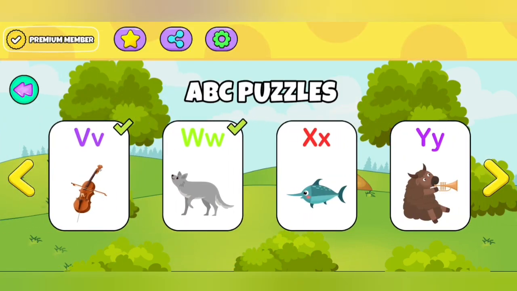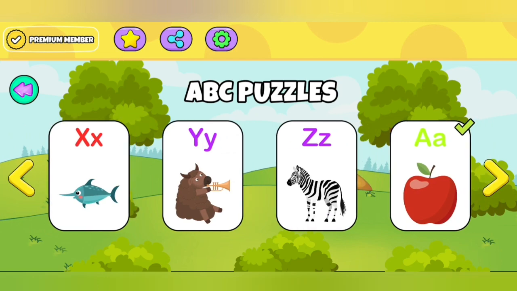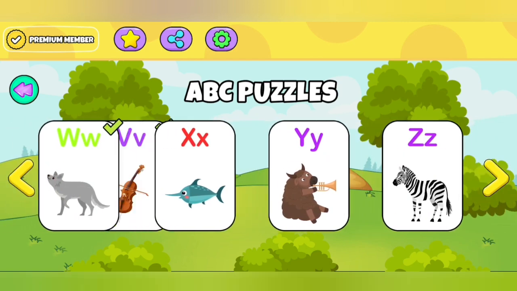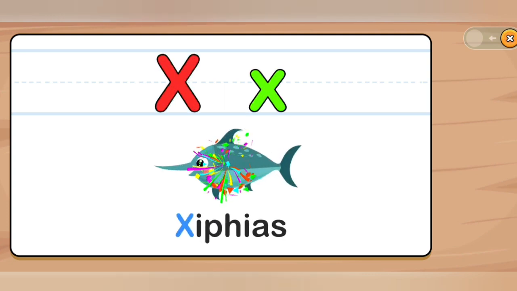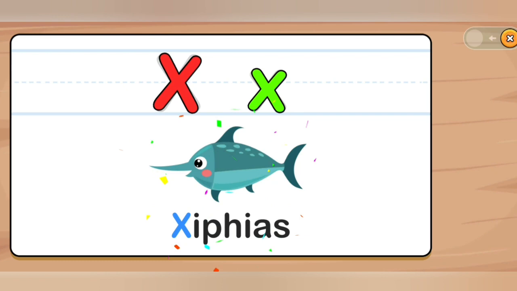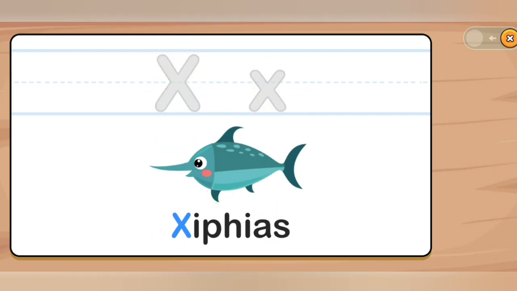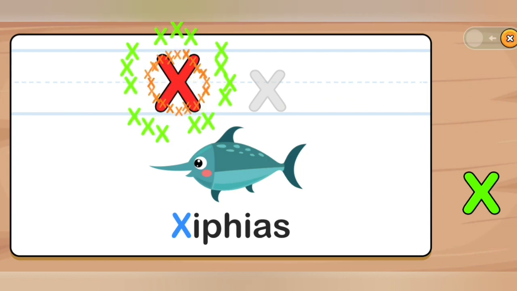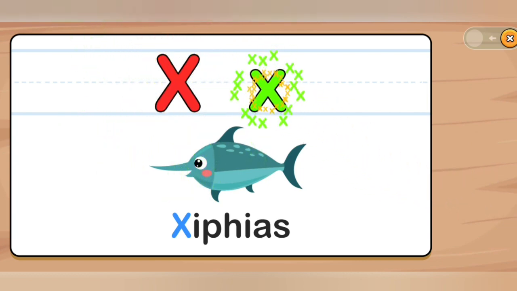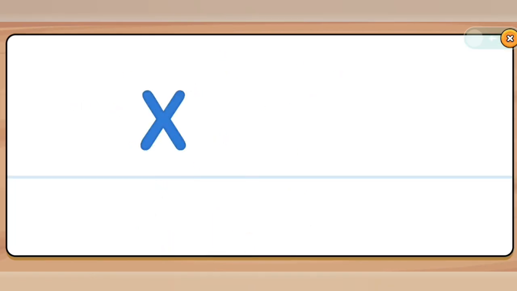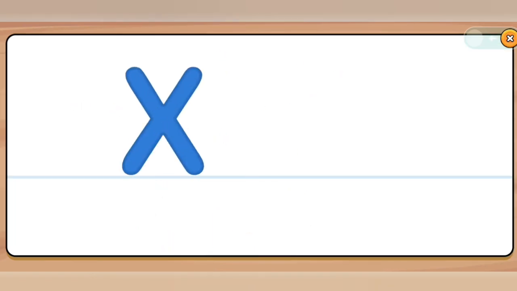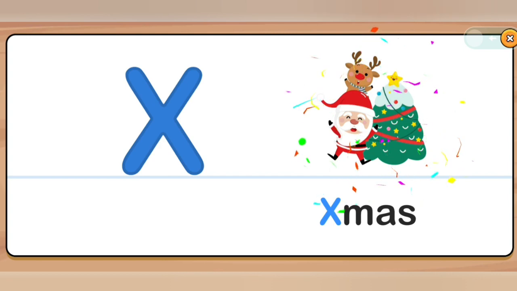W. Bye bye. Let's start. X is for Zipheus. X. Good job. X is for Xmas.